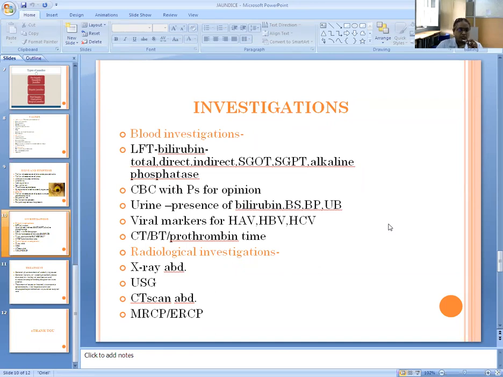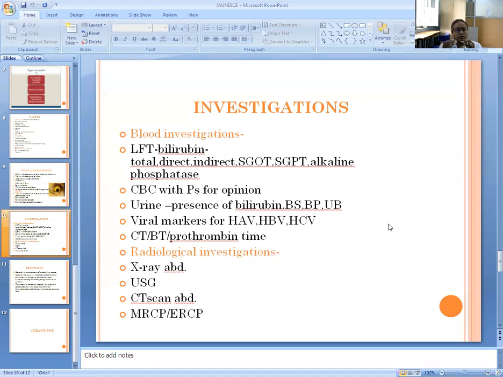The radiological investigations include X-ray abdomen. Why do an X-ray abdomen? To see the presence of stones, calculi in the gallbladder, in the cystic duct, or in the bile duct. From the X-ray abdomen you can see the presence of calculi in the biliary system. Ultrasound is to know the status of the liver. Ultrasound can also diagnose obstructive jaundice. So USG abdomen can diagnose obstructive jaundice as well as damage to the liver.